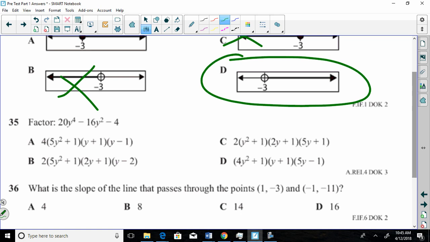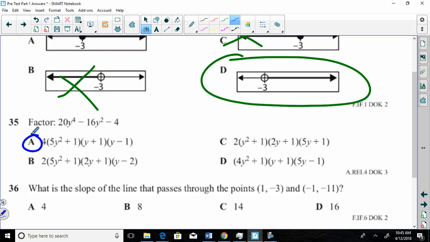You're just finding the GCF. What's the biggest number that goes into all three? 4. What do we know about the GCF? Where do we put the GCF? Outside. So what should be on the outside of all the parentheses? 4. Which one has that? 8. Don't do more work than you have to. Did everyone get that? Okay.